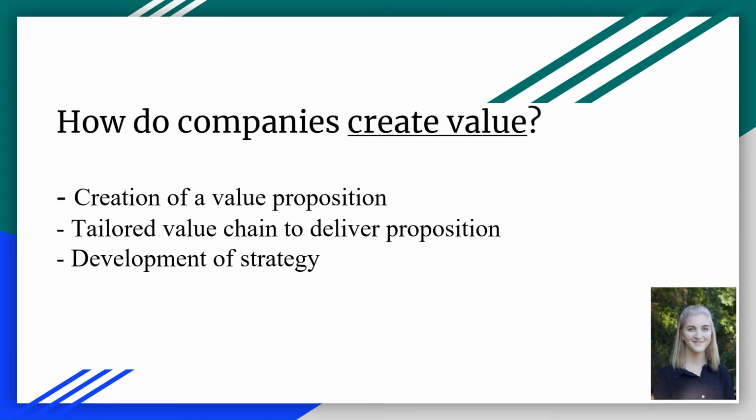The initial segment of the chapter discusses how companies create value. Our text claims there are two steps or tests to this process, which include first, the creation of a value proposition, and second, the tailored value chain which delivers this proposition. Companies use these two tests in combination with a strategy, which our text defines as a deliberately chosen set of actions to produce a desired result.